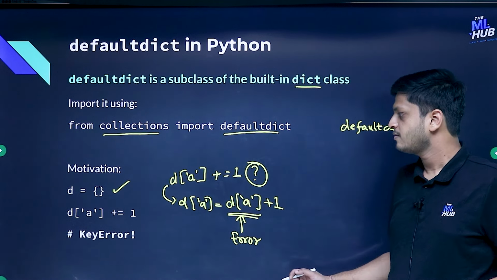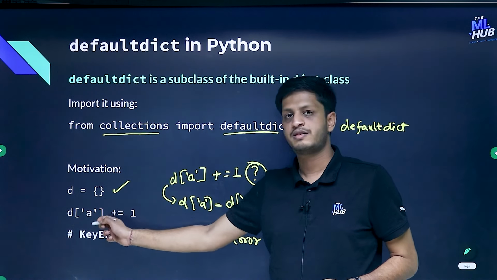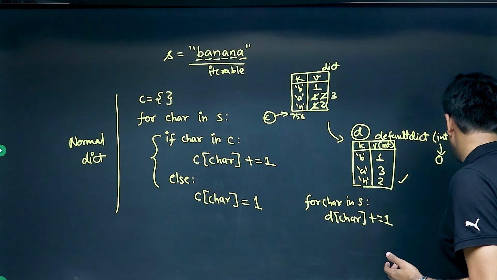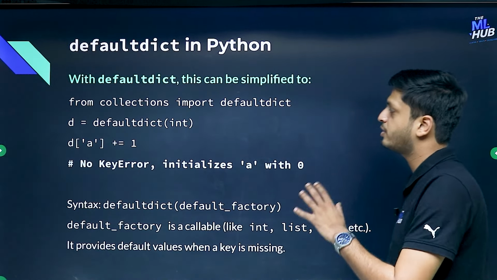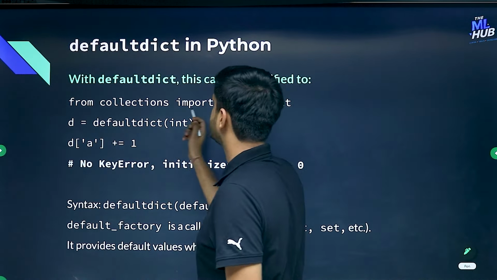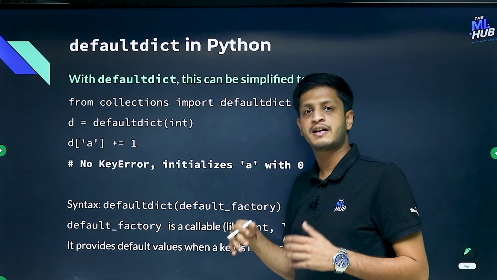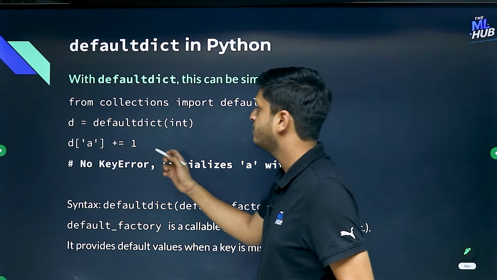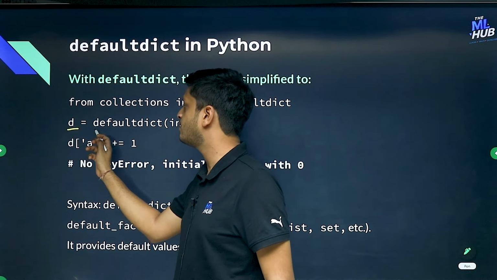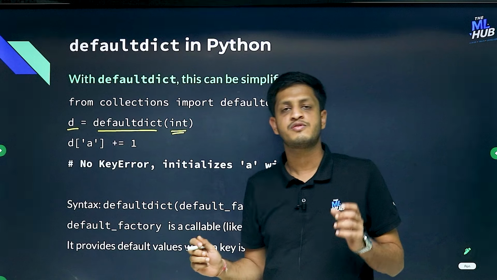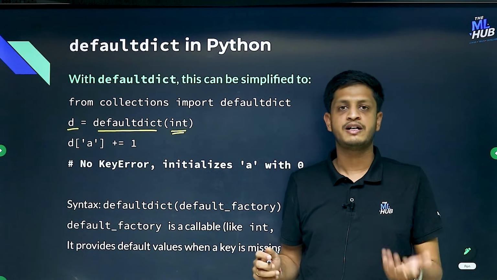Okay. So this will give a key error because D of A doesn't exist. A as a key does not exist. But if we use default dict, let's see what happens. So how to create a default dict? From collections, import defaultdict. Now when you have imported it, defaultdict becomes a simple constructor. So here you can say D is now a defaultdict of type integers, which means all the values will have a default value integer.